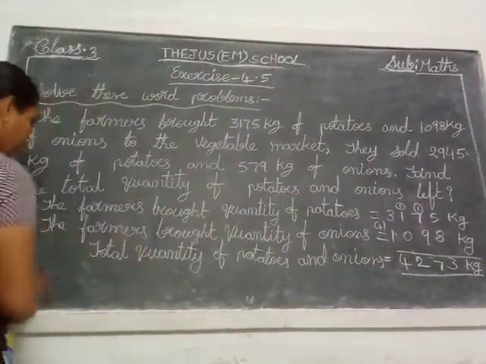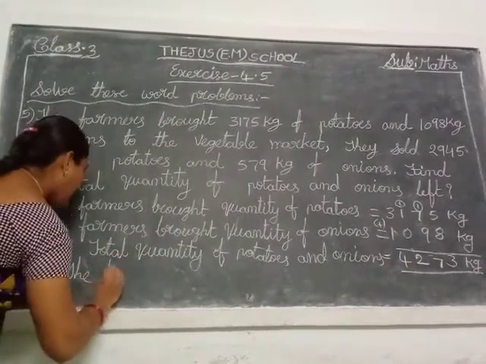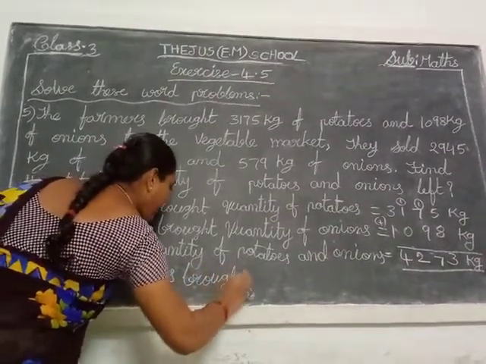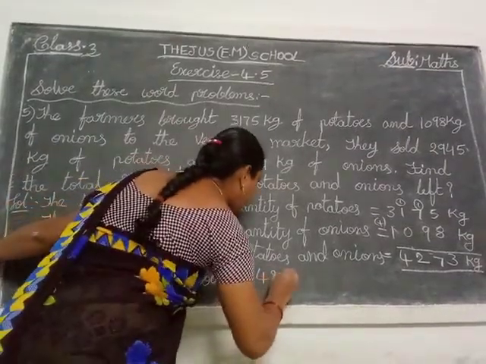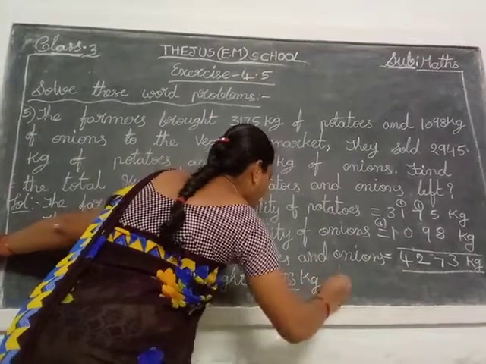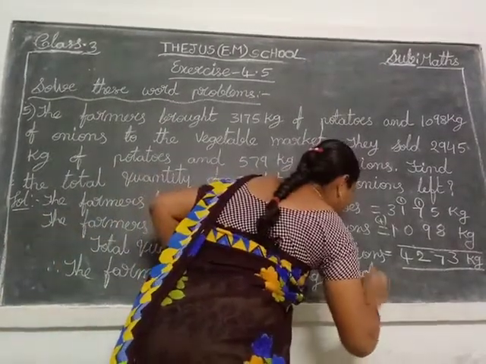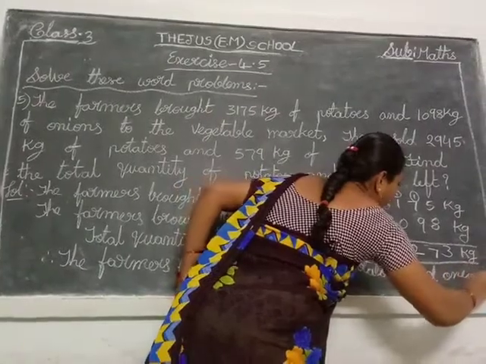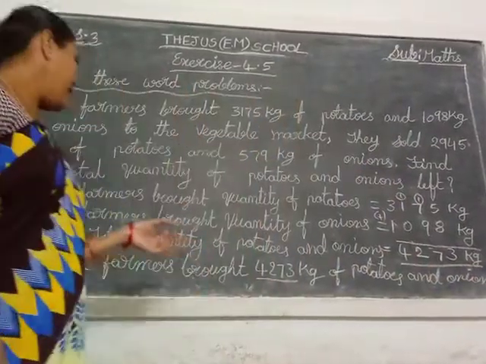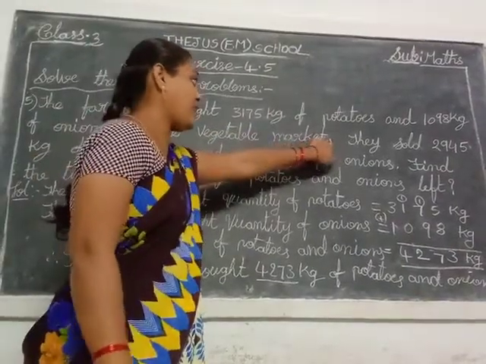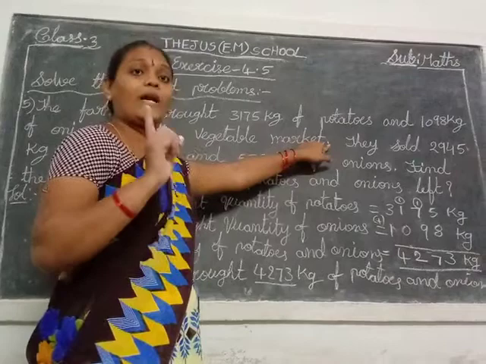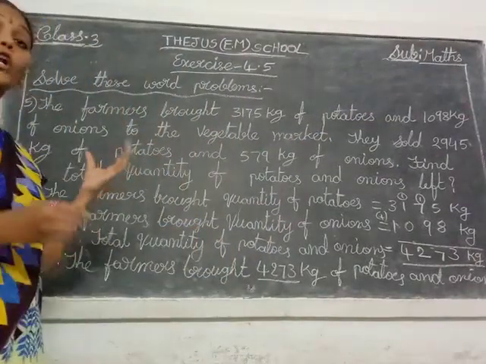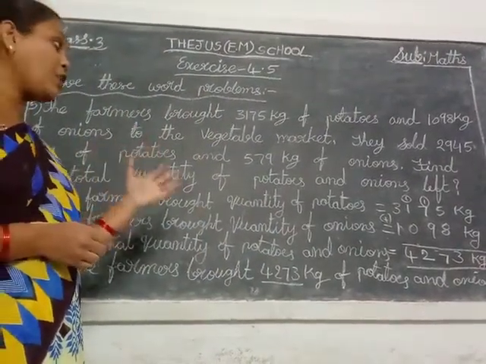So first you write here the farmers brought 4,273 kgs of potatoes and onions. Okay children, first you find out only this one. Only one point will be found out here. What is that? The farmers brought some kgs of potatoes and some kgs of onions. So totally how many kgs he brought? They brought for potatoes and onions.